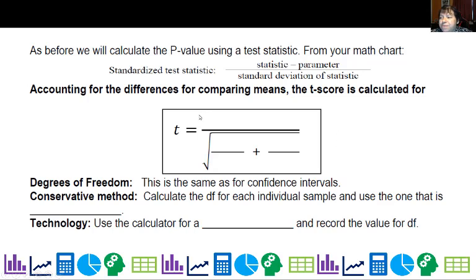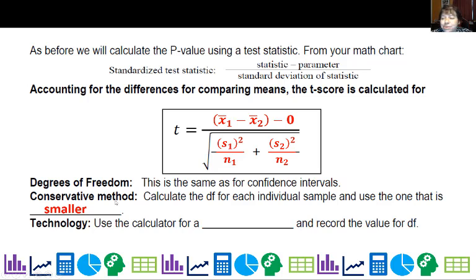So, accounting for the differences in comparing means, remember, we're going to need a standardized test statistic. So it's going to be our statistic minus our parameter. Our point estimate is our statistic, and that's the difference in the two means. And I'm going to subtract 0 because we're assuming that the parameter is 0. That's our null hypothesis. Then we have the standard deviation of the statistic, and we just showed you that formula on the previous slide. And then we're eventually going to need this degrees of freedom. So we're going to calculate the degrees of freedom for each individual sample and use the one that is smaller if we're using the comparative method.